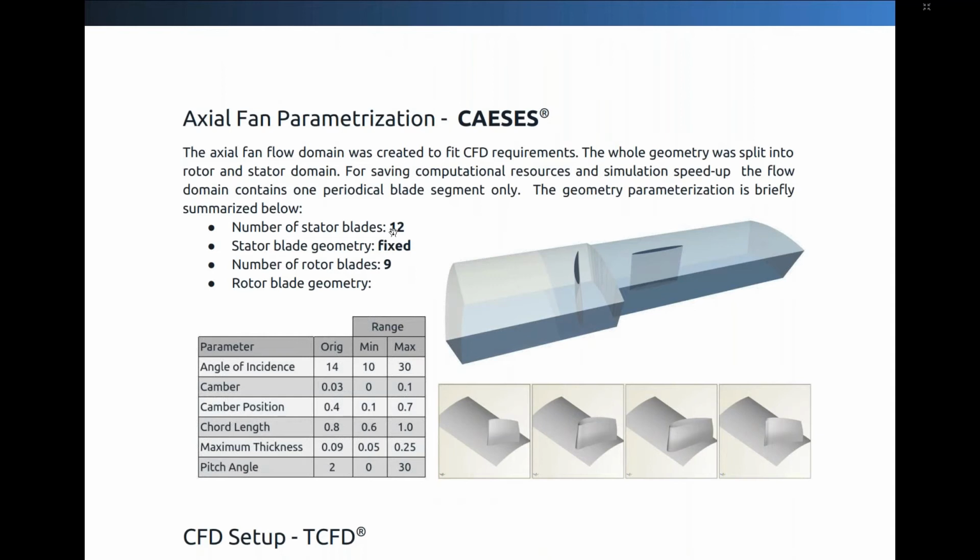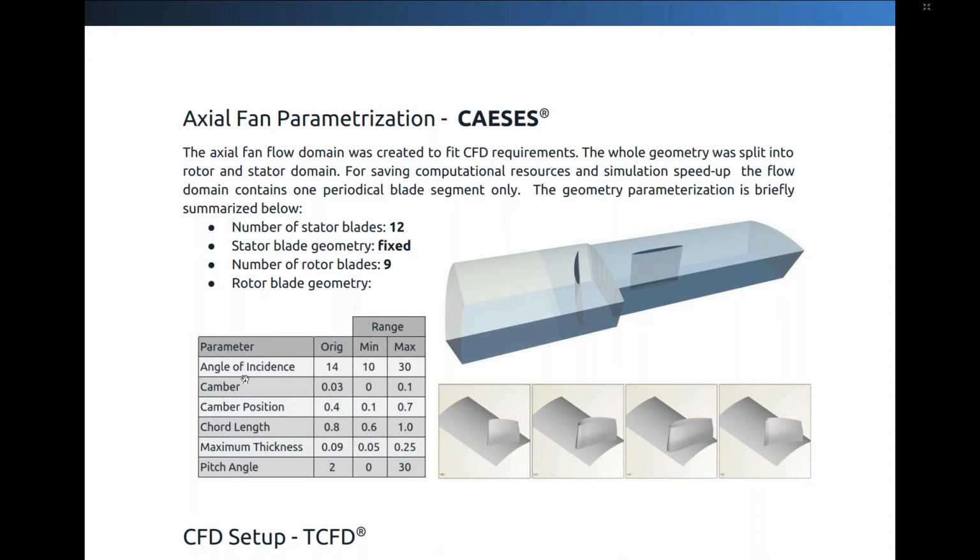So the first task is to create the geometry for the axial fan, and create the parameterization to follow CFD purposes and be ready to run export. We do not want to simulate the full wheel, just to save computational time. Usually these axially symmetric geometries can be split into just one blade segment. So this is the rotor part, this is the stator part, and this type of geometry we need to create inside the CAESES CAD environment.